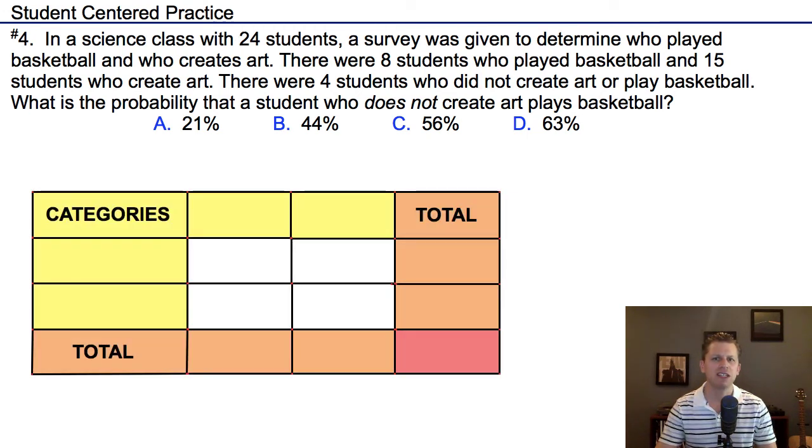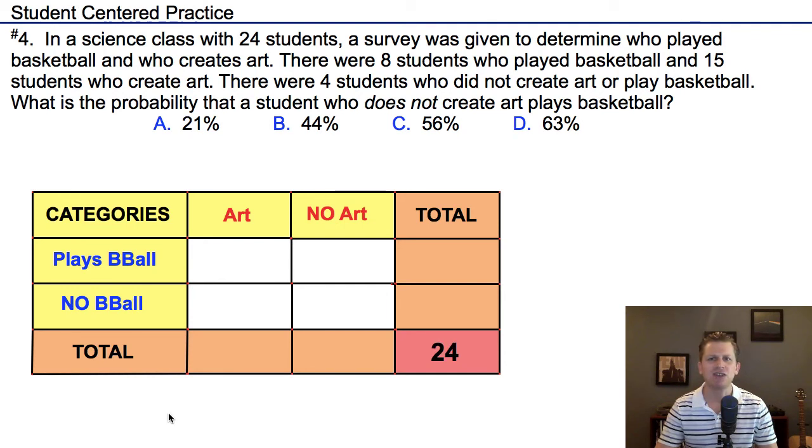Our 2 categories here look like students who play basketball and students that create art. Of course, we want to include the complements with each of these events. So it will be plays basketball and doesn't play basketball, creates art and doesn't create art. Let's fill in the information. It says a science class has 24 students. That must be the grand total.